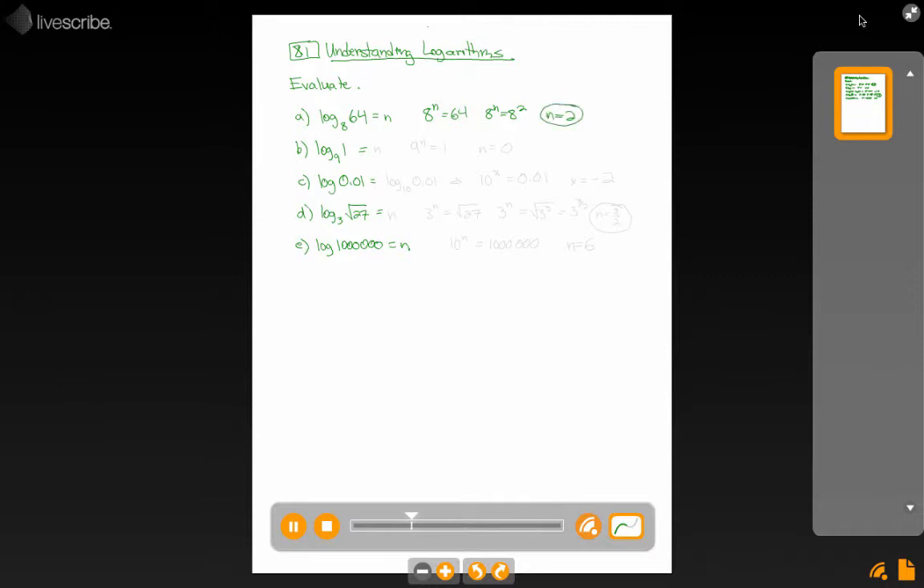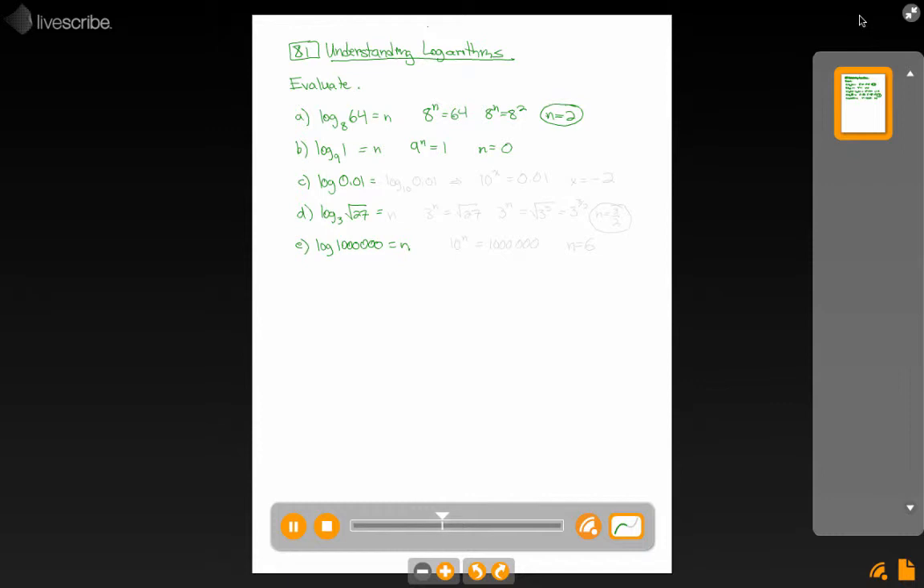If I try the same thing for the next one, again letting n or x or some unknown be the value here. If this is n, then 9 to the n equals 1, which means we have an answer of 0, because the only exponent that's going to give you an answer of 1 is an exponent of 0.